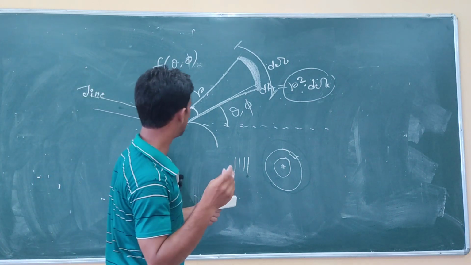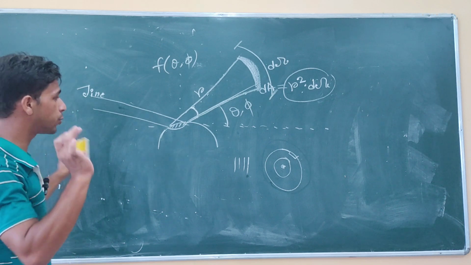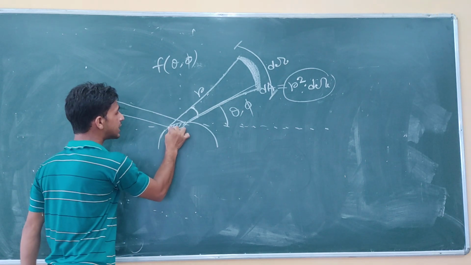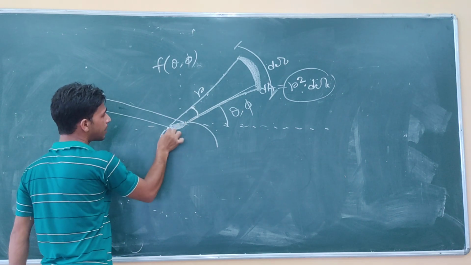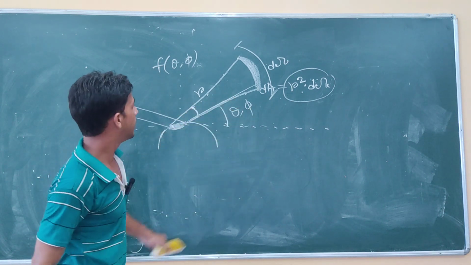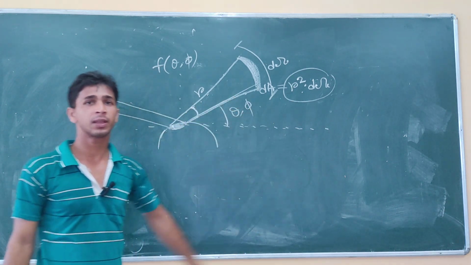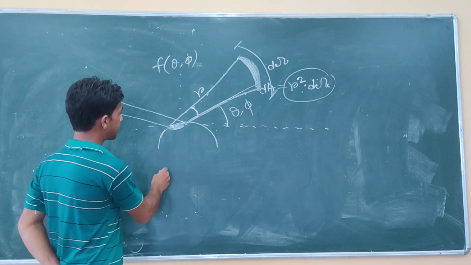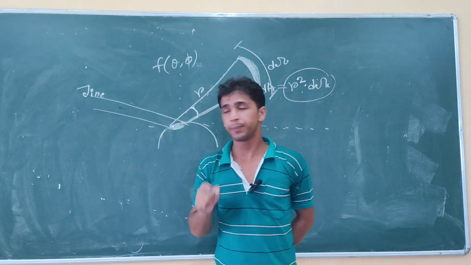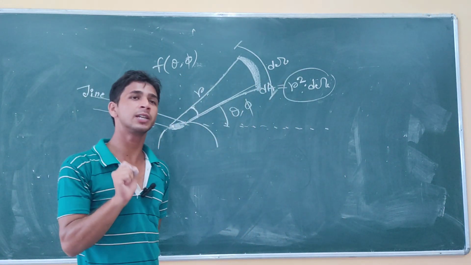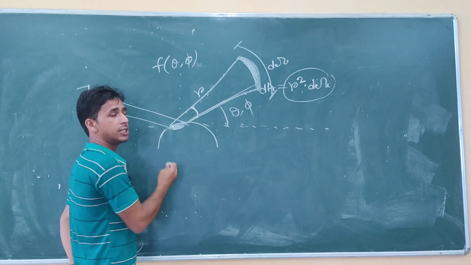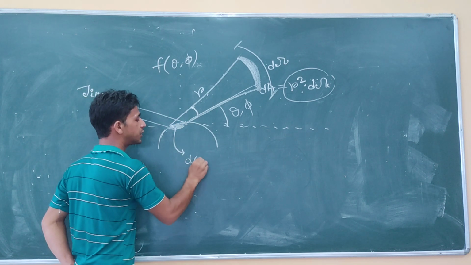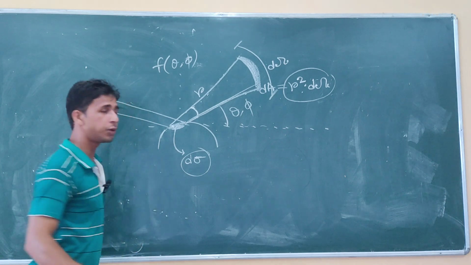Further, we are done with everything, and we just have to define the parameter called the differential cross section. In this small area, the scattered particles will be scattered in that way, making an angle theta and phi. The parameter we are going to talk about is the differential cross section. This is the small cross section, and we denote it by d sigma. This is the parameter we are going to calculate.